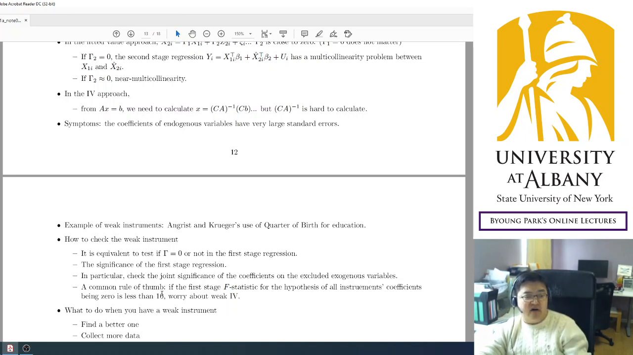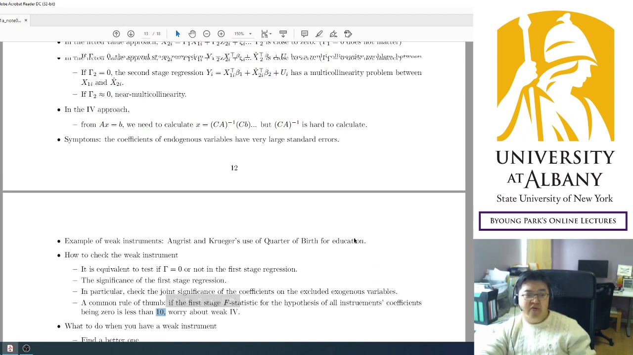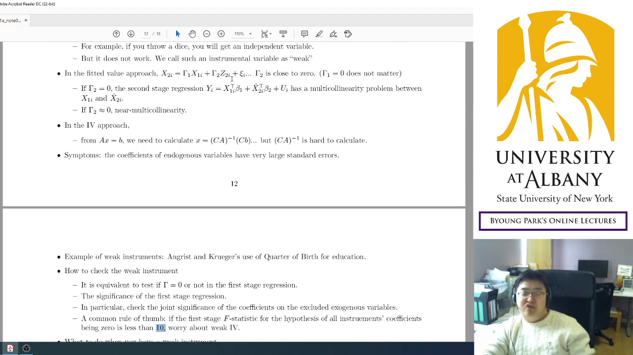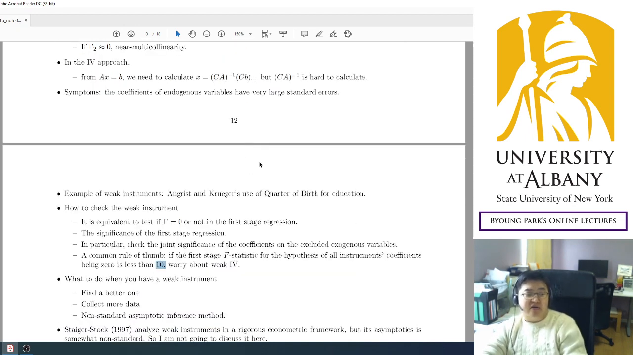For the F test, the rule of thumb is that the F statistic on gamma 2 should be greater than 10. It's a kind of rule of thumb. If it's greater than 10, that's approximately okay. If it's less than 10, then you need to think about whether the instrument is weak or not.